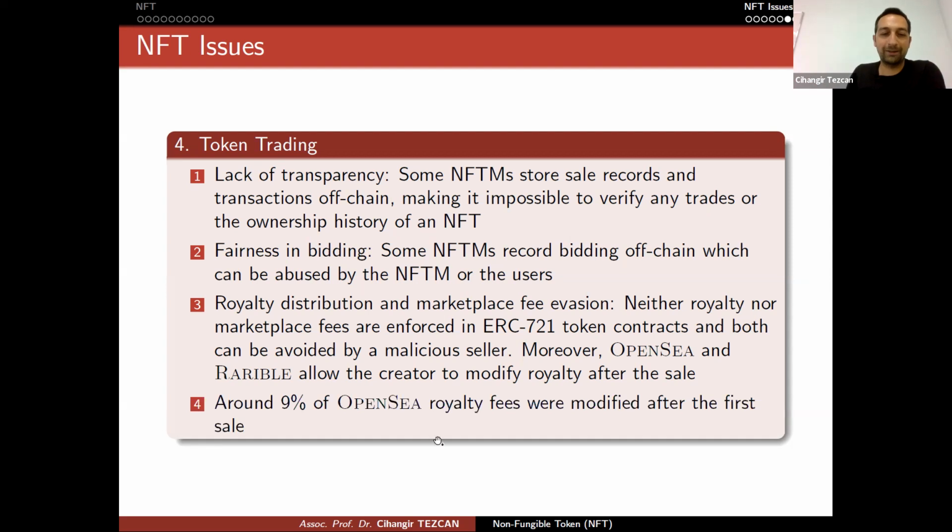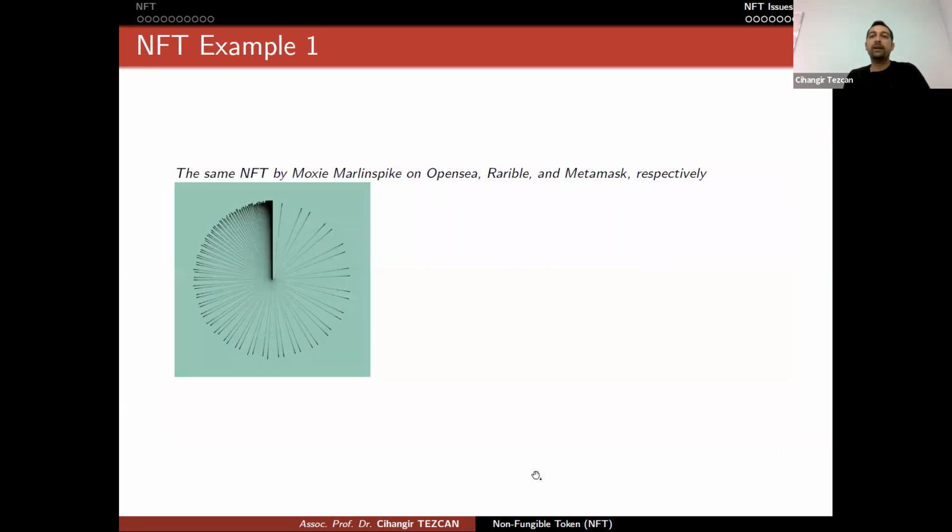So again, let's look at the statistics. Around 9% of OpenSea royalty fees were modified after the first sale. So those people who bought them are actually unaware of this problem. Maybe they think that the royalty fee is 5%, and when they sell it, 5% will go to the creator, 15% will go to the marketplace, and I will get 80%, right? But maybe the royalty fee is now 70%, and they don't know it. So this is a huge problem. So those are the issues.